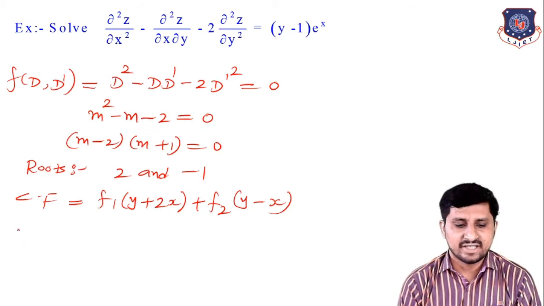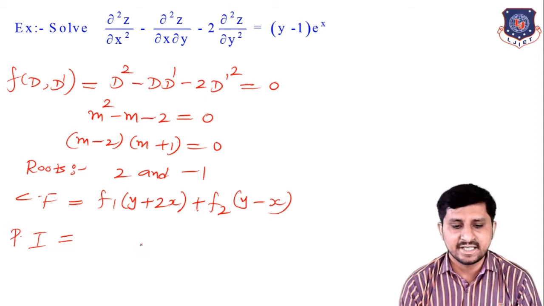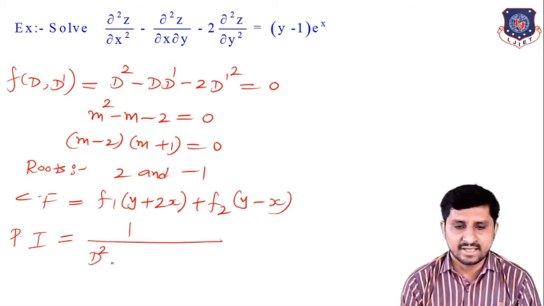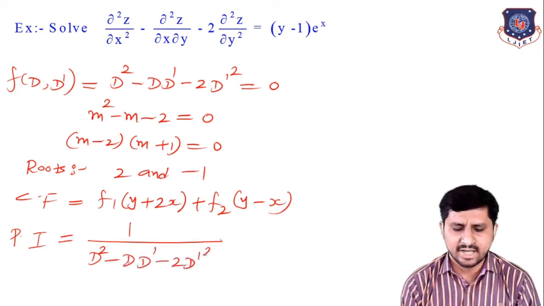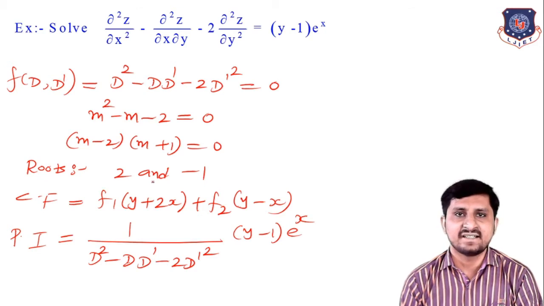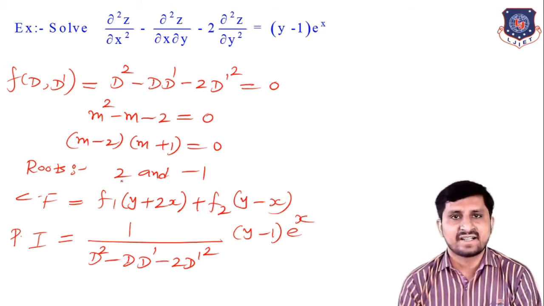Now what is my particular integral? The particular integral, we know, is 1 upon f(D, D'). So 1 upon f(D, D'), that is D² - DD' - 2D'², and what is my function? (y - 1)e^x. We can understand that the roots are 2 and -1, so from these two roots we can easily factorize this function. The factorization is (D - 2D') and (D + D').